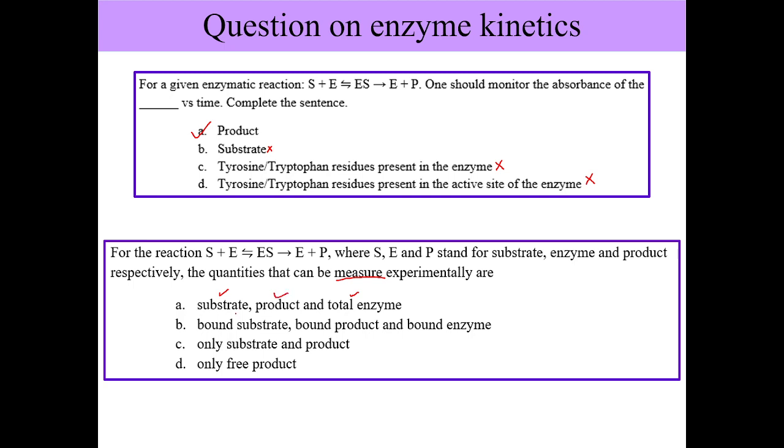Then the bound substrate. So this is impossible to measure, right? So bound substrate you cannot measure. Bound product also you cannot measure. Same with bound enzyme, and so therefore you cannot measure this. Only substrate and product. Okay, you can also measure total enzyme, right? So this would not be the case. Only free product. No. So the right answer should be A. Let us look at the right answers. Yes. So the first option is the right answer in both the cases.